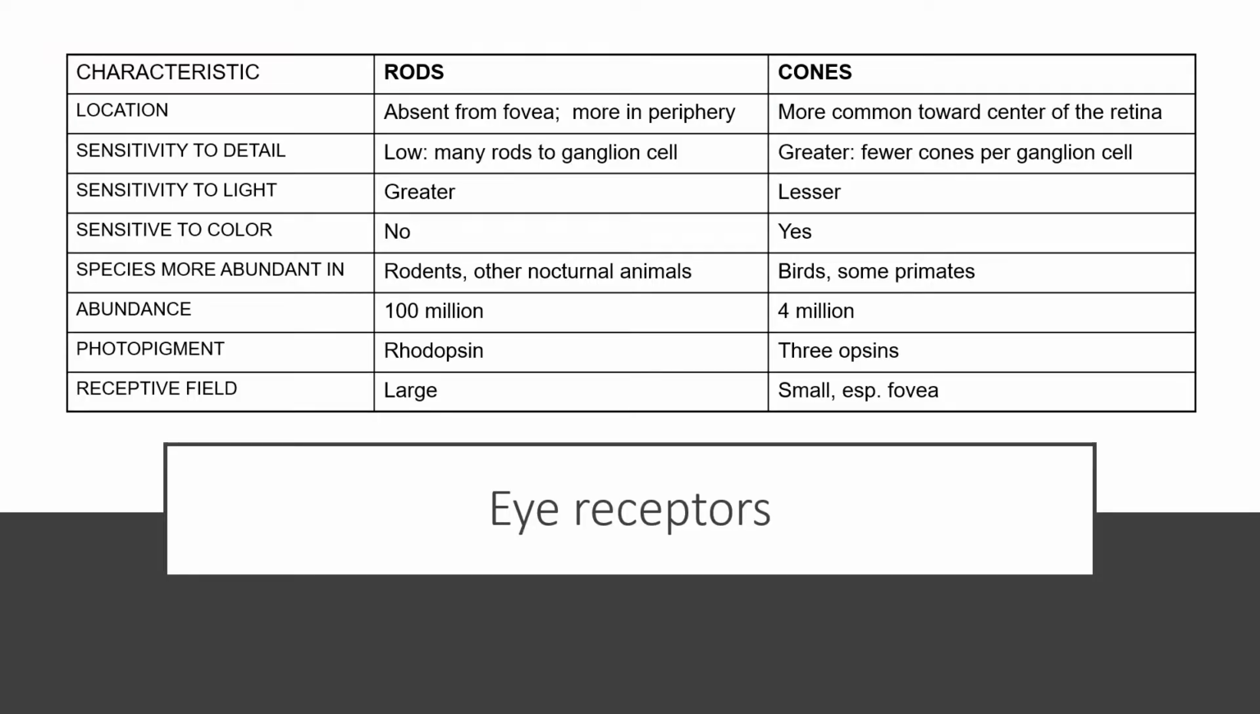So starting with your eye receptors, you have two types, rods and cones, and they're very different. What I want you to take away from this table is that rods are absent from the fovea. Cones are more common in the fovea. Rods also have a low sensitivity to detail, but they have a great sensitivity to light. That is why rods are considered the light and dark receptors. They also have no sensitivity to color. Cones, on the other hand, have a greater sensitivity to detail, and they are sensitive to color.